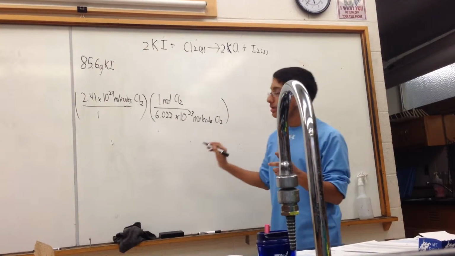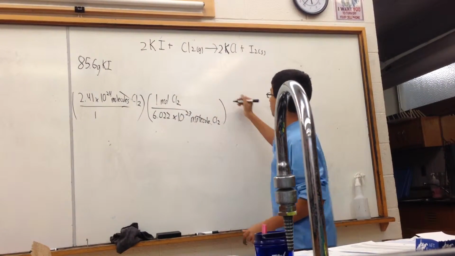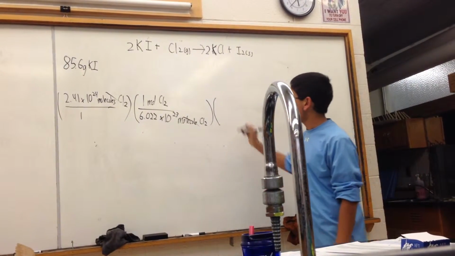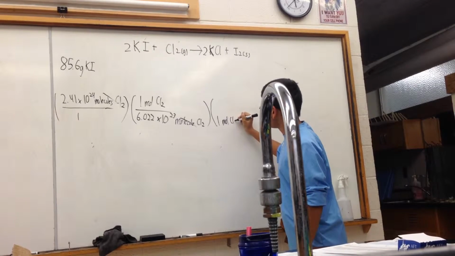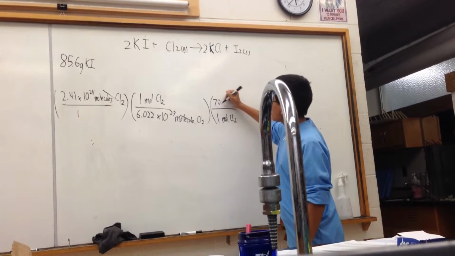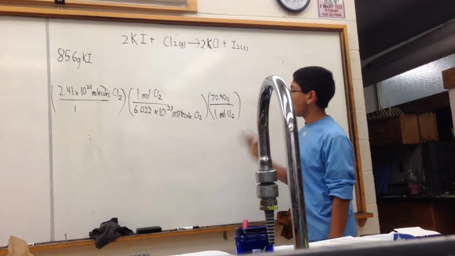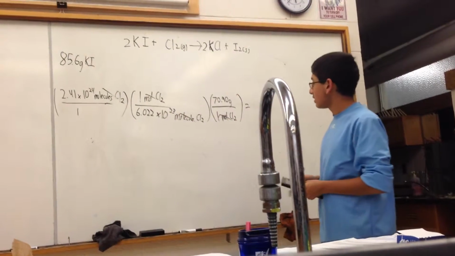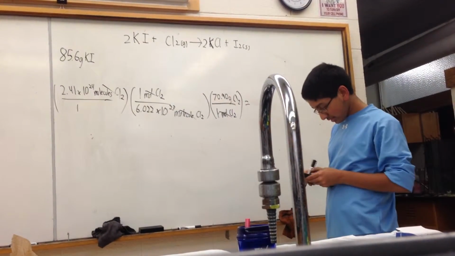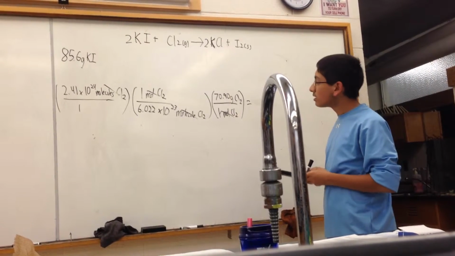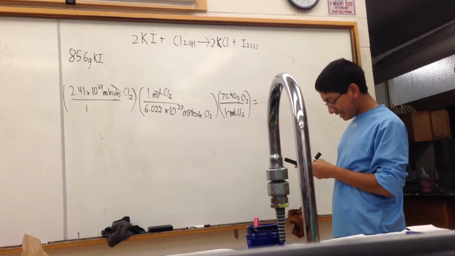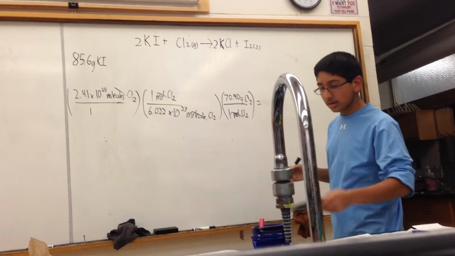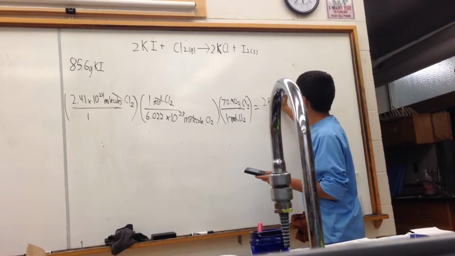Alright, so we're going to cancel out our units, molecules of Cl2. And then we can get our grams of Cl2 simply by using our molar mass. So we're going to put moles of Cl2 on the bottom, and then our grams of Cl2 on the top. Cancel those out, cancel those out. So our units are grams of Cl2. And that shall be 284 grams of Cl2.